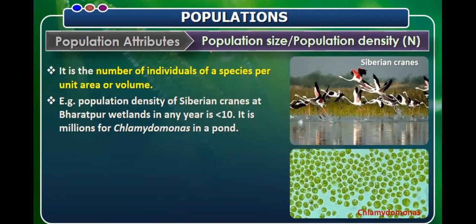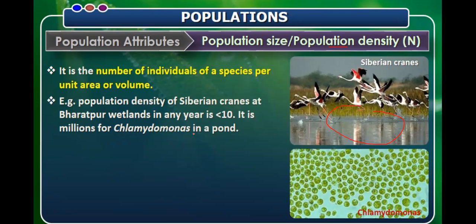The next attribute is population size or population density, that is N. It is the number of individuals of a species per unit area or volume. So in this unit area, how many Siberian cranes are there? That will be the population size or population density of the Siberian crane.